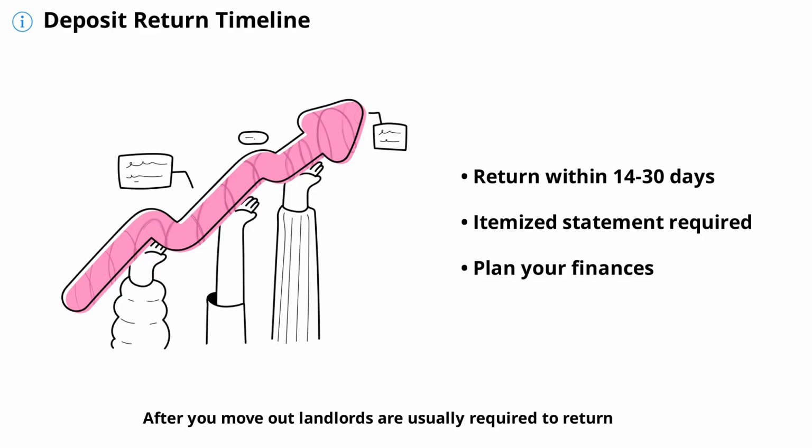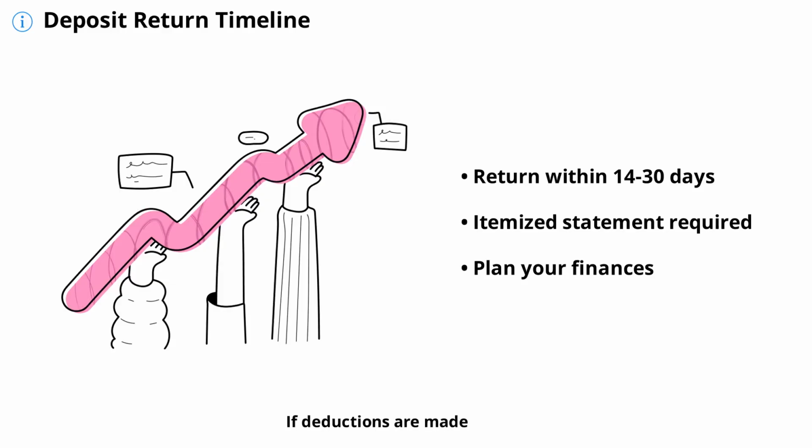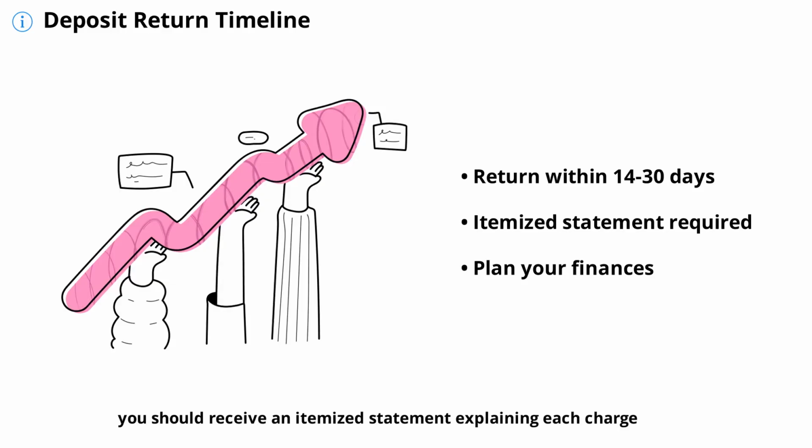transparency and protection. After you move out, landlords are usually required to return your security deposit within a specific time frame, often 14 to 30 days. If deductions are made, you should receive an itemized statement explaining each charge. Knowing the timeline helps you plan your finances and ensures you receive your money promptly.